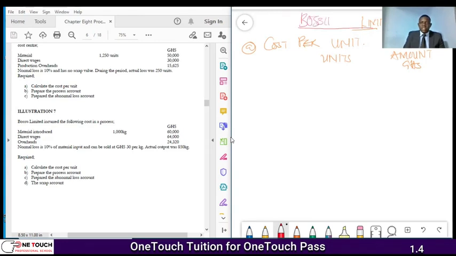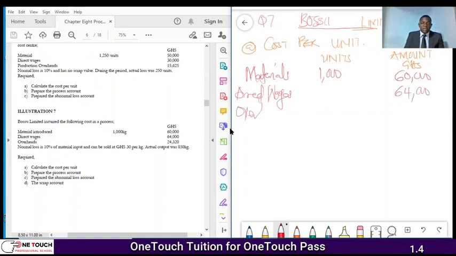So we have Bosu Limited, that's question 7. The requirement is to calculate the cost per unit, prepare the process account, the abnormal loss account, and the scrap account. So this is a bit different. Let's see, materials: the input is 1,000 and the cost is 60,000. We have direct wages of 64,000. We have overheads of 24,320.